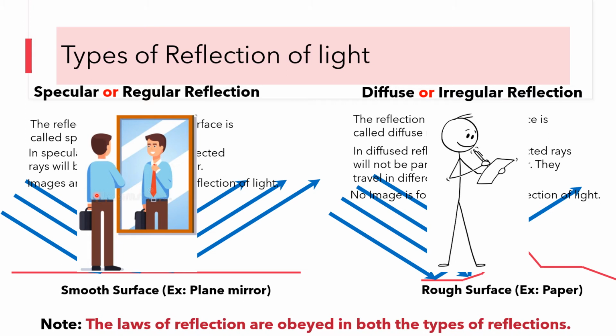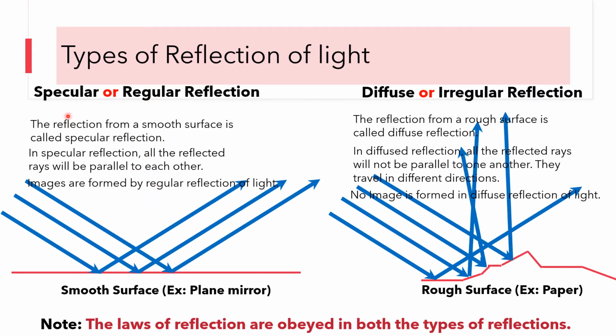See here, we are able to see ourselves in the plane mirror because of the regular reflection from the plane mirror, whereas we cannot see ourselves in a plain sheet of paper because of irregular reflection from the surface of the paper. Whatever it may be, whether it is a regular reflection or irregular reflection, our two laws of reflection are obeyed. For example, here, this is the normal at this point, this is the point of incidence.